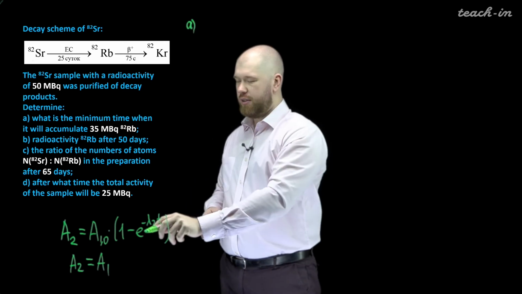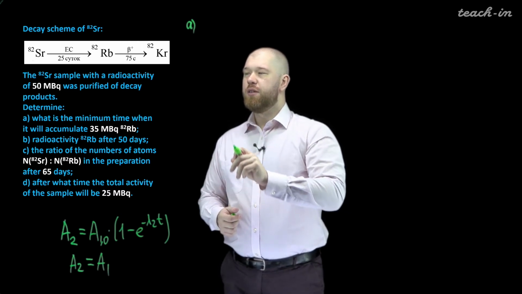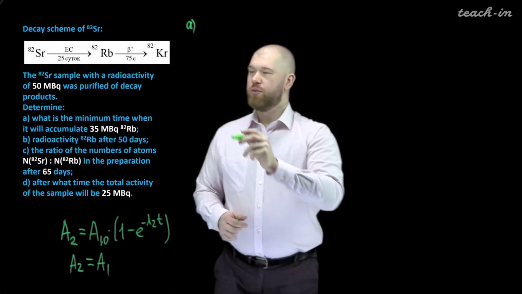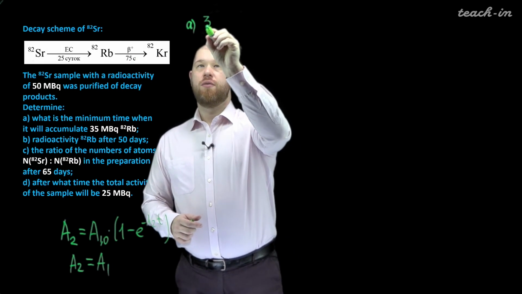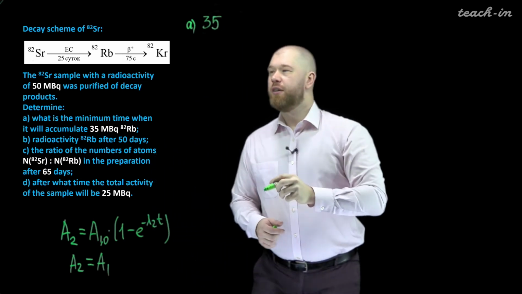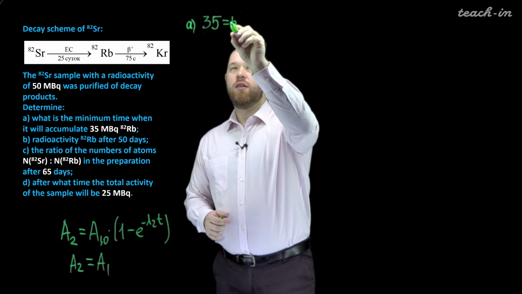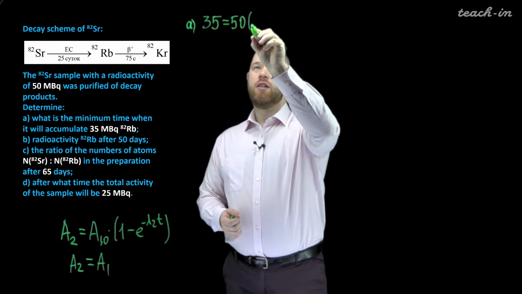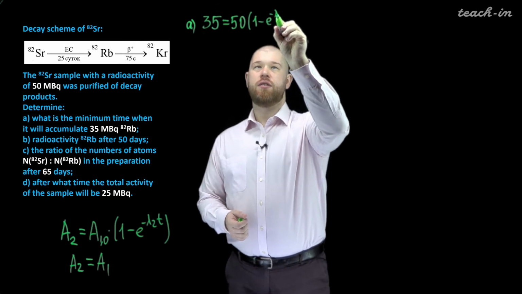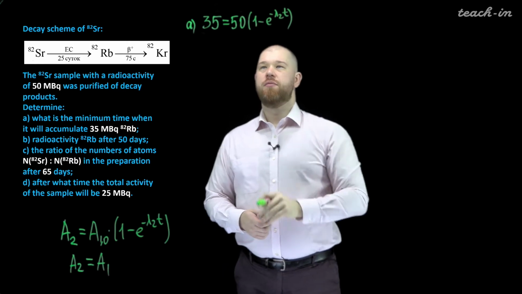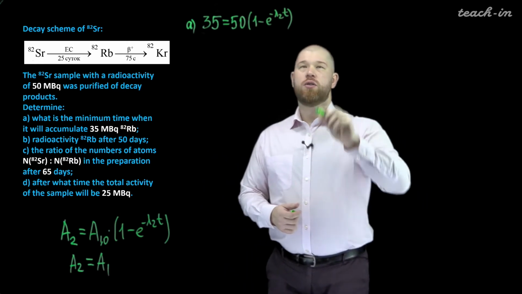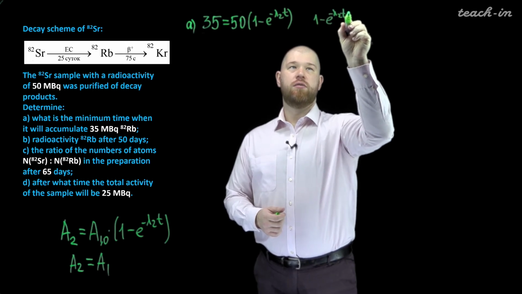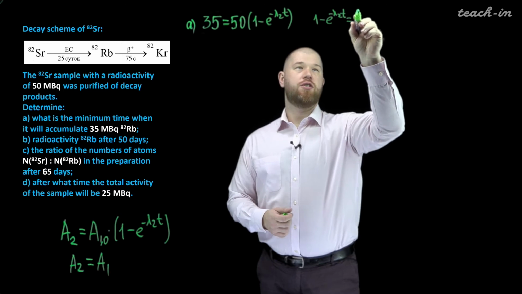We have already this equation. That means that we can write it like so. The activity of the daughter radionuclide will be 35 megabecquerels. The initial activity of the mother radionuclide is 50 megabecquerels, and we have to calculate this time from this equation. So we can express it like a fraction.